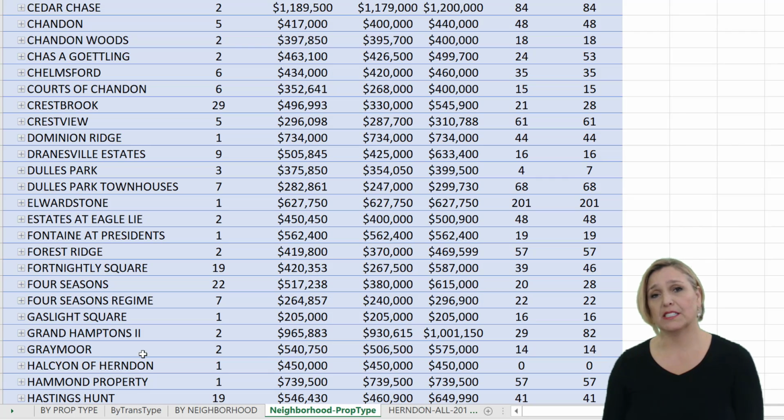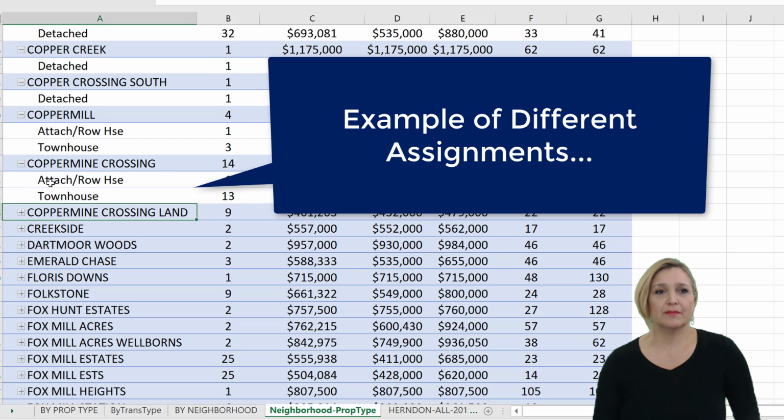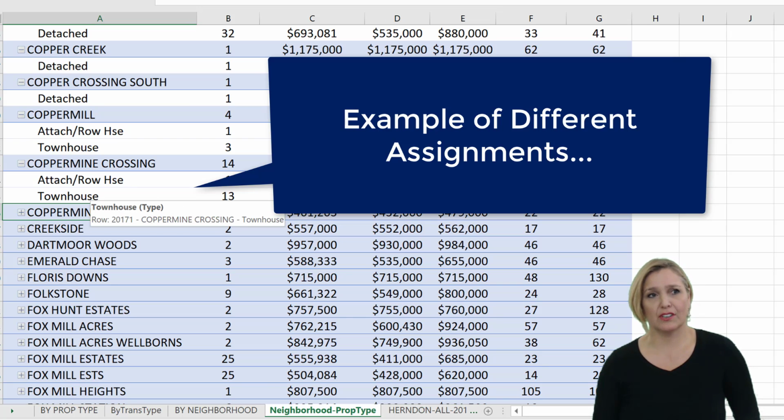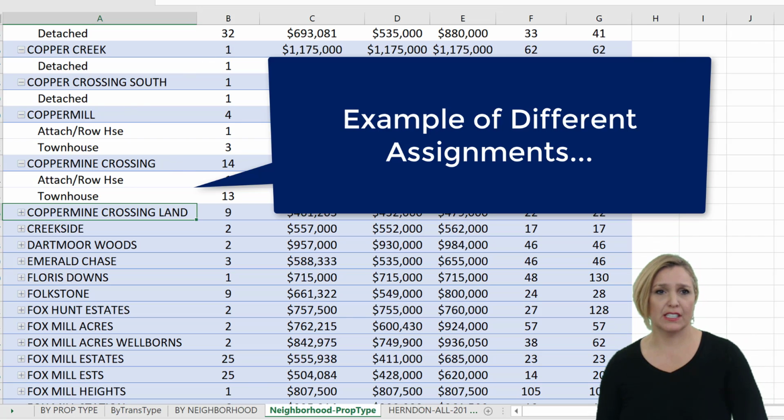So if you're interested in a specific neighborhood, you can come in here and open it up. So here's an example for Copper Mine Crossing. One agent assigned attached row house, and the rest were all townhomes. So you can see here too with the Copper Mill and then the Copper Mine Crossing. So that's just something to keep in mind.